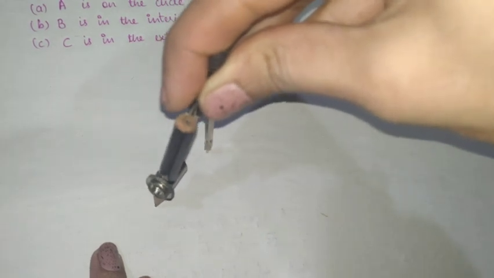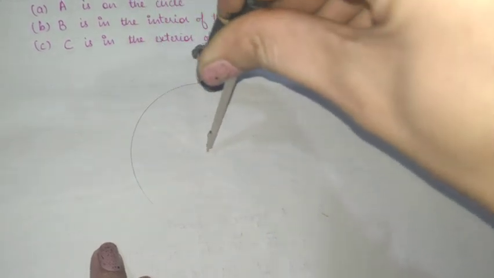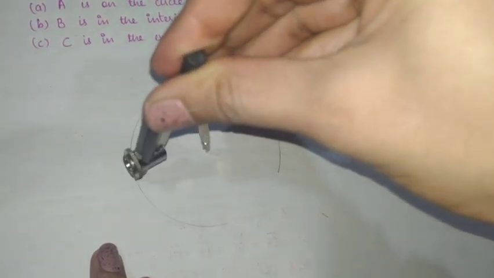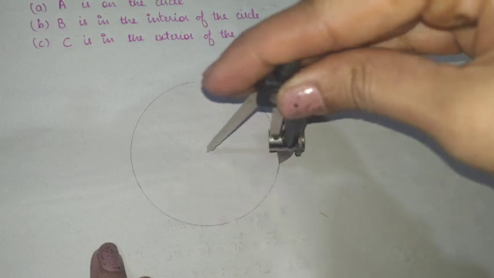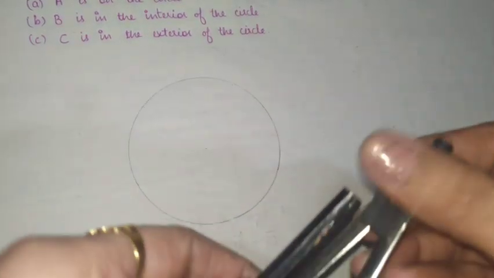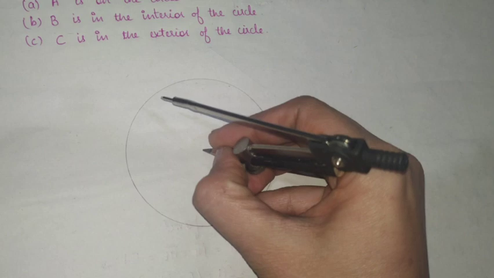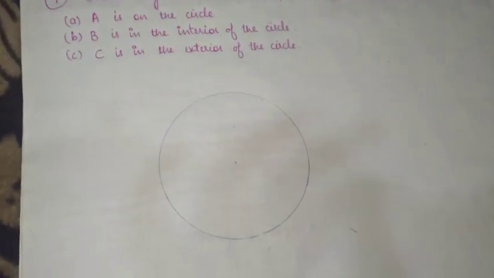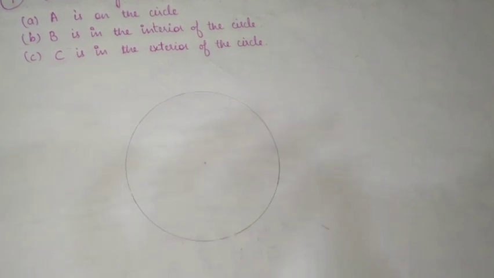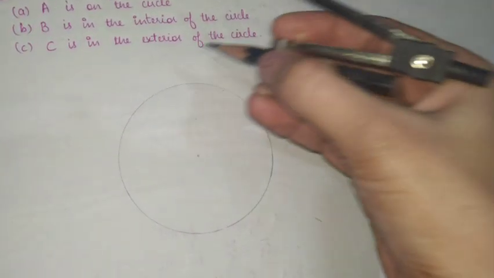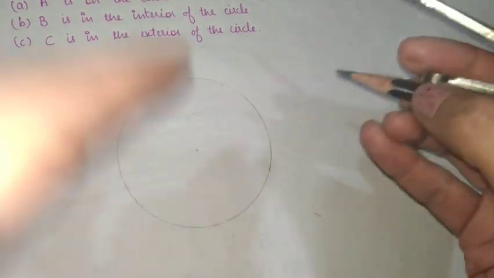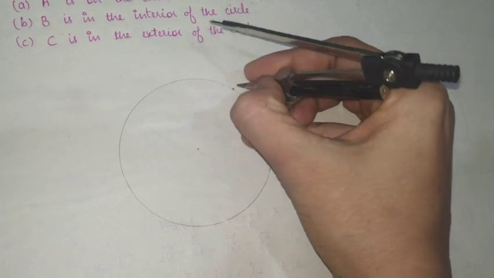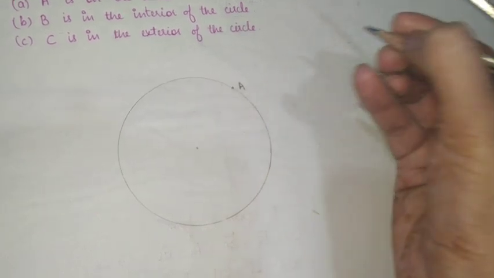Just open up your compass, put the pointer on the paper and rotate your pencil like this. Draw a circle like this. Now this is your center here. Okay, so for part A, the point A needs to be on the circle. On the circle means on the boundary of the circle. So anywhere on the boundary, locate any point and name it as A.